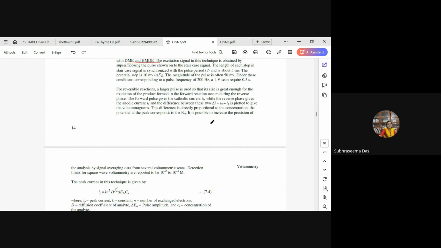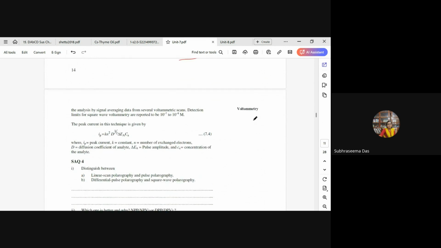The forward pulse gives us the cathodic current, I1, whereas the reverse pulse gives us the anodic current, I2, and the difference, delta I, is equal to I2 minus I1. It is plotted to give the voltammogram. This difference is directly proportional to the concentration. The potential at the peak corresponds to E half. It is possible to increase the precision of the analysis by signal averaging data from several voltammetric scans. The detection limits are reported to be of the order of 10 to the power minus 7 to 10 to the power minus 8 molar.